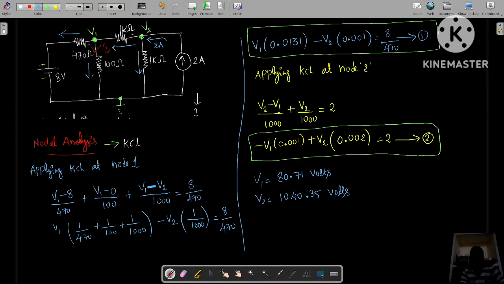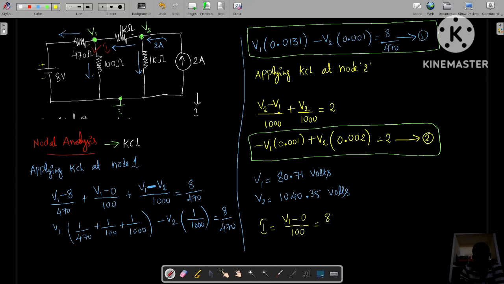Now what can we do in order to know the current through this resistor? What is the equation for the current through this resistor? It is V1 minus 0 divided by 100, according to Ohm's law. Is it right or not? Let me do it. So the current flowing through the 100 ohm resistor is V1, the voltage at one end of the resistor, and 0 is the voltage at the other end. So the difference between the two voltages is divided by the resistance value.